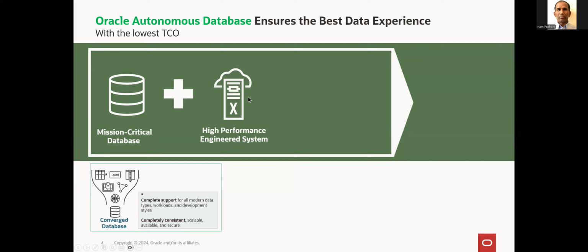And the second part of autonomous database is it runs on high performance engineered system. This is a technology called Oracle Exadata, which, the first version came in 2009. So you can say it's about 15 years old, very mature technology. If you're looking for extreme performance, this is the technology that customers use around the world. And the same technology is used for powering autonomous database. All right. So you get all the benefits of performance, scalability, availability, all that.